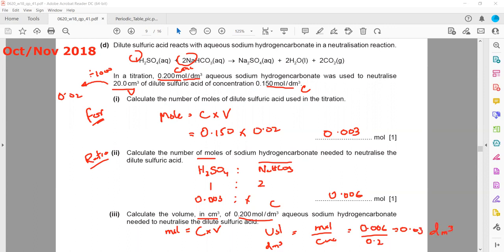But in the question, they specify that we want this in cm cube. So how do we convert dm cube into cm cube? We multiply by 1000. When we multiply by 1000, it comes out as 30 cm cube. So the first part we solved by using a formula, the second one by ratio, and the third part again by formula.